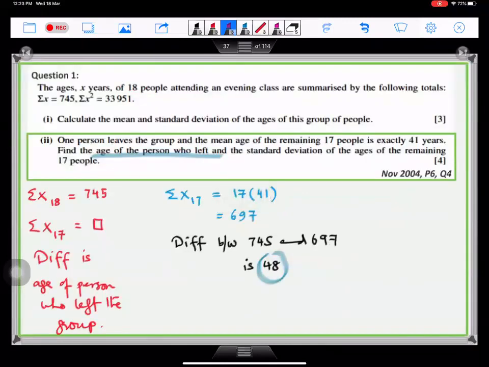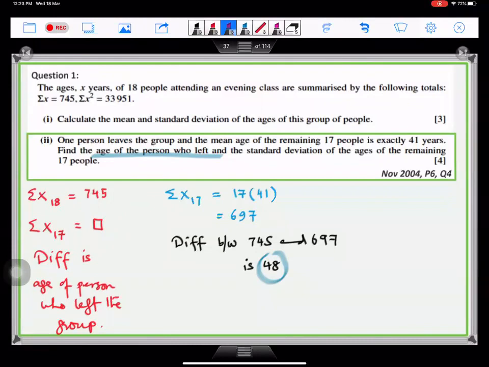The ages of 18 people attending an evening class is summarized. Sigma x is given, sigma x square is given, calculate the mean and standard deviation. That was straightforward. Second part, one person leaves the group and the mean age of the remaining 17 people is exactly 41 years. That means if I want to calculate the sum of ages of 17 people, that is 41 multiplied by 17. That comes out to be 697.